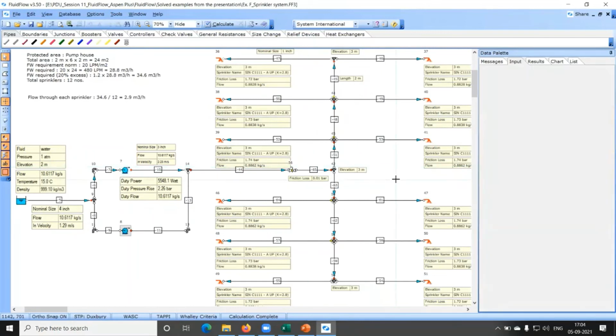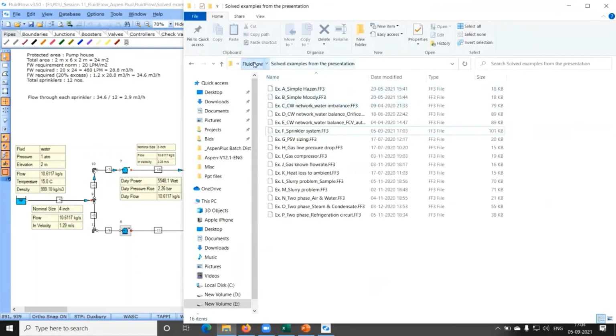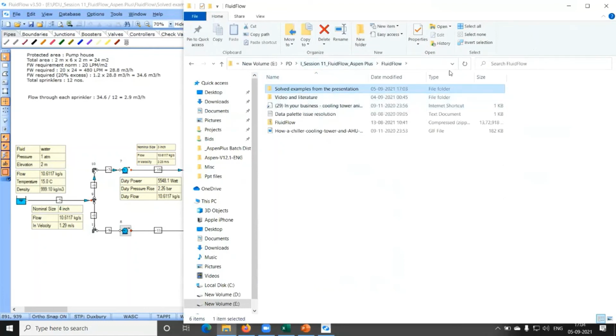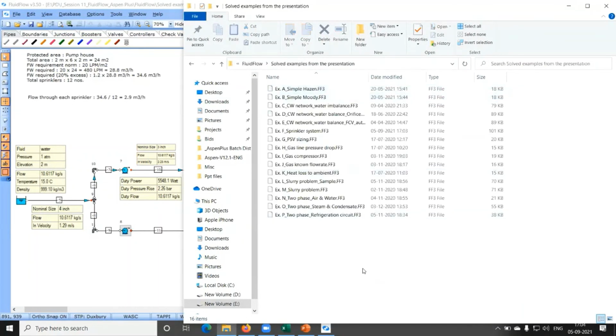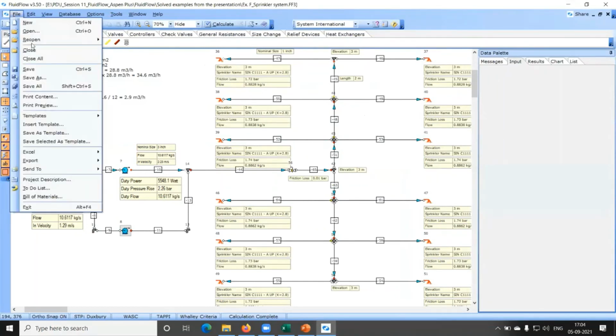Excuse me, sir, maybe because of time we may not have time to develop it. Have you used the software to solve the problem? You can share the file now. Which software? This very problem, this sprinkler problem. See, whatever we have studied is available in this folder. Session 9, FluidFlow. There is a folder here, solved examples from the presentation. So we have covered up to this. We'll take one more example, PSV sizing. Then we'll stop FluidFlow and talk about something else, right? So let us close this.